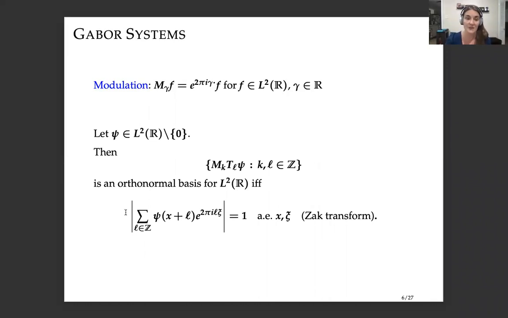So we take the Zak transform, which is this function without the absolute value, and ask what the properties of this function are as we let x and xi vary. And if its absolute value is pointwise almost everywhere equal to 1, then we know it's an orthonormal basis.